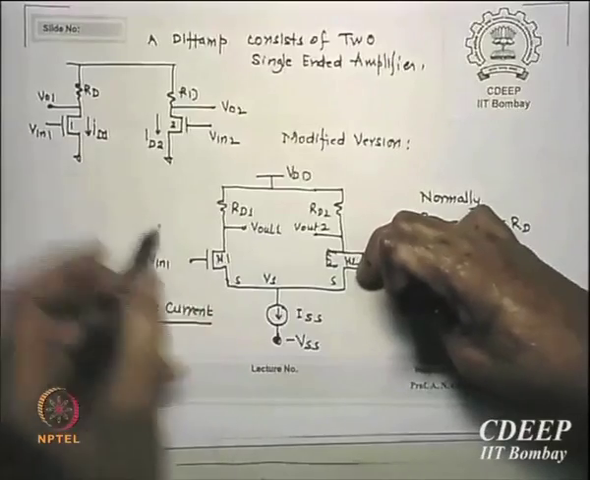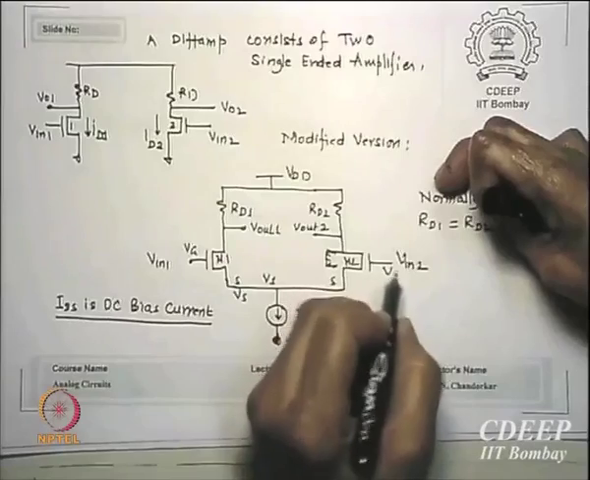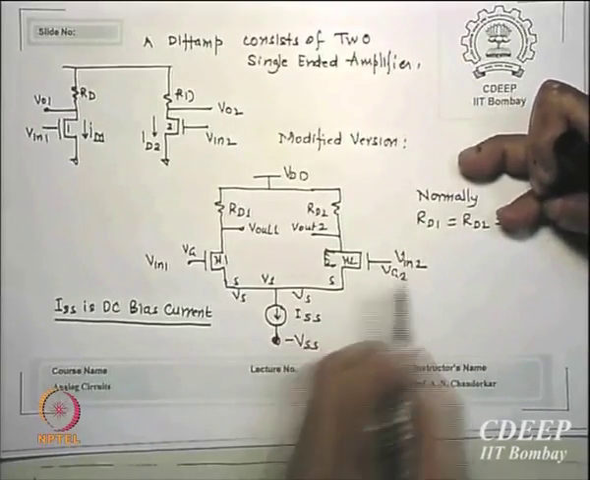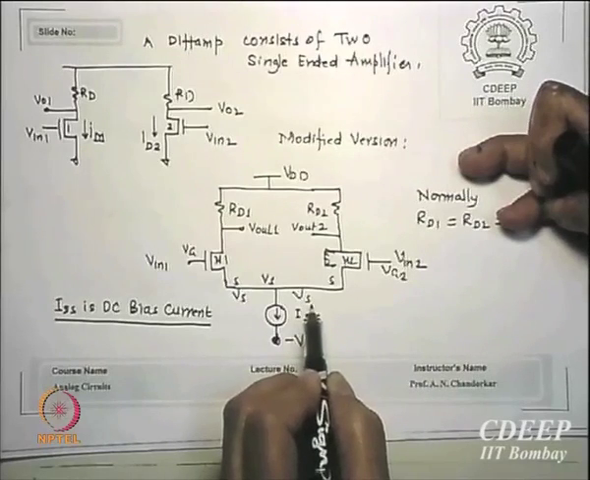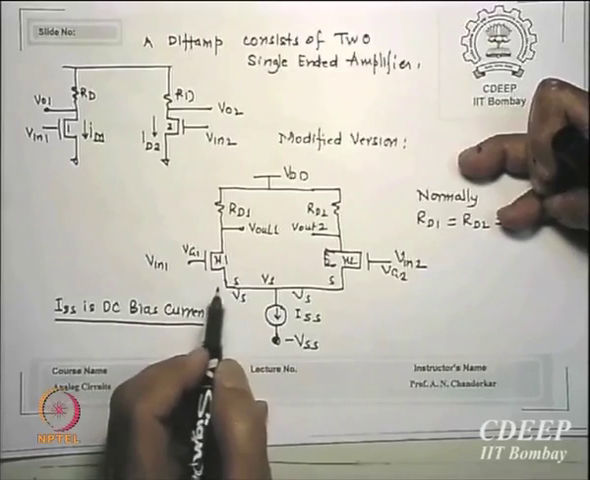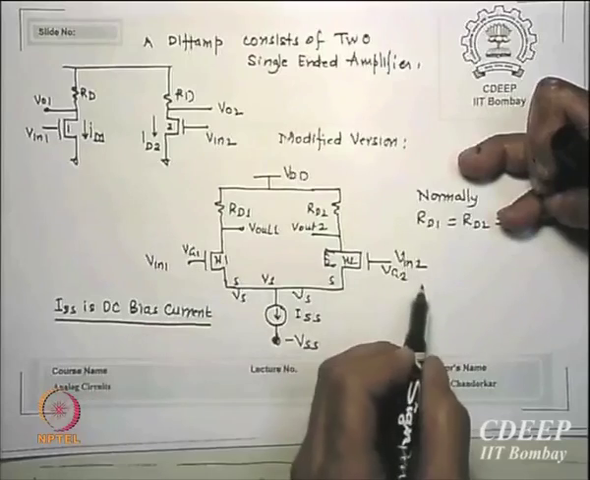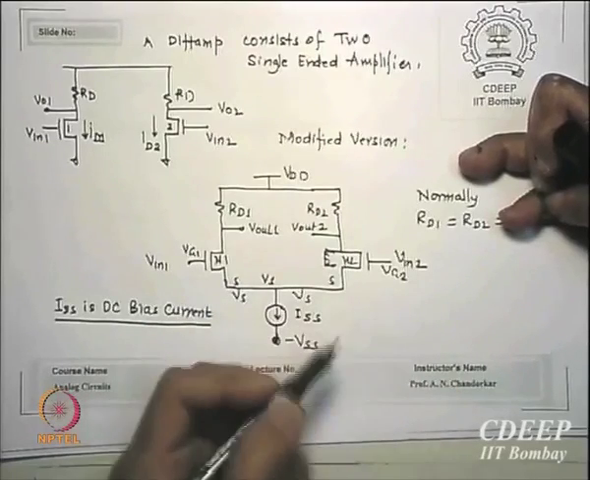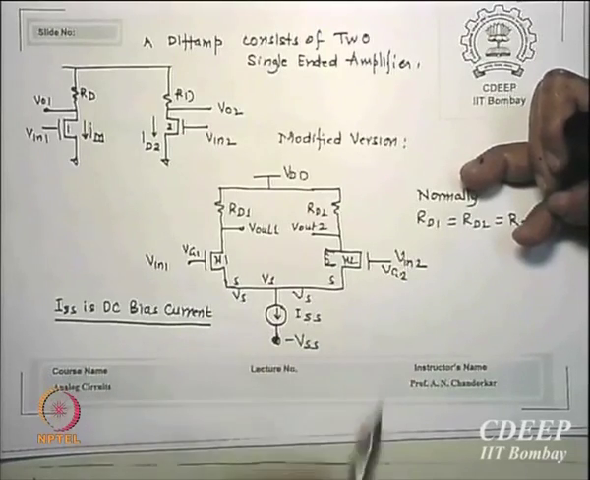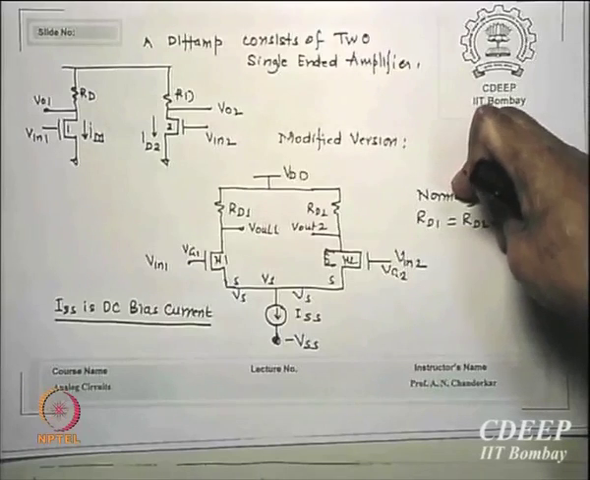If this is for any transistor, this is my VG and this is my VS. So what is VGS? VG2 minus VS is VGS2. VG1 minus VS is VGS1. If VG1 is equal to VG2, VGS1 must be equal to VGS2. That is what I said. Yeah, that is because the difference between the two is the same.